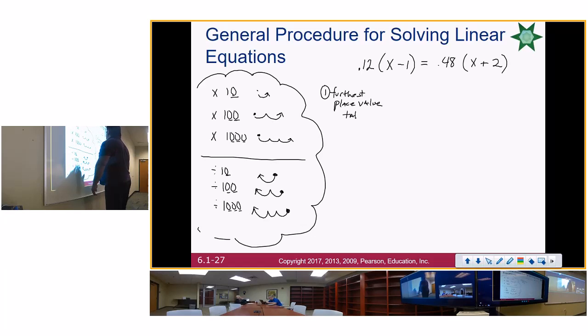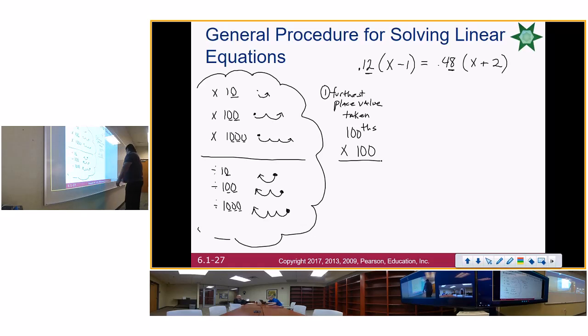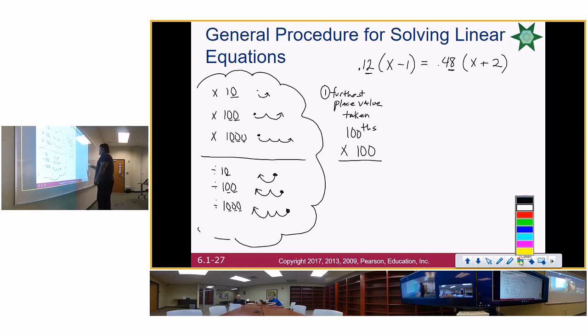All right, what place value is taken with this point and this point? That's the tenths and the what? What place value is 2 and 8 in? 10. Tenths is the 1 and the 4. What place value? 100. Is the hundreds. So you're going to multiply, since it's to the hundredths, you're going to multiply by what? 100. So I'm going to take my handy dandy blue marker, and I'm going to multiply this whole thing by 100.